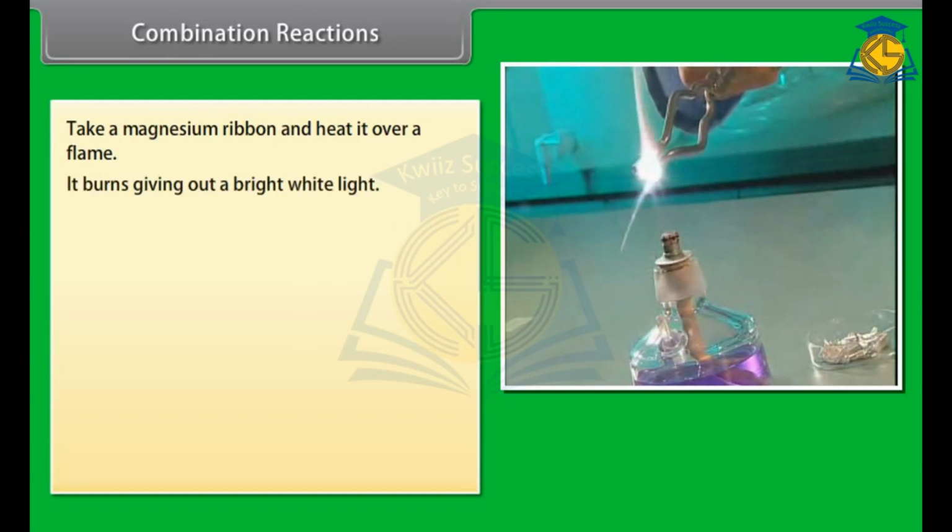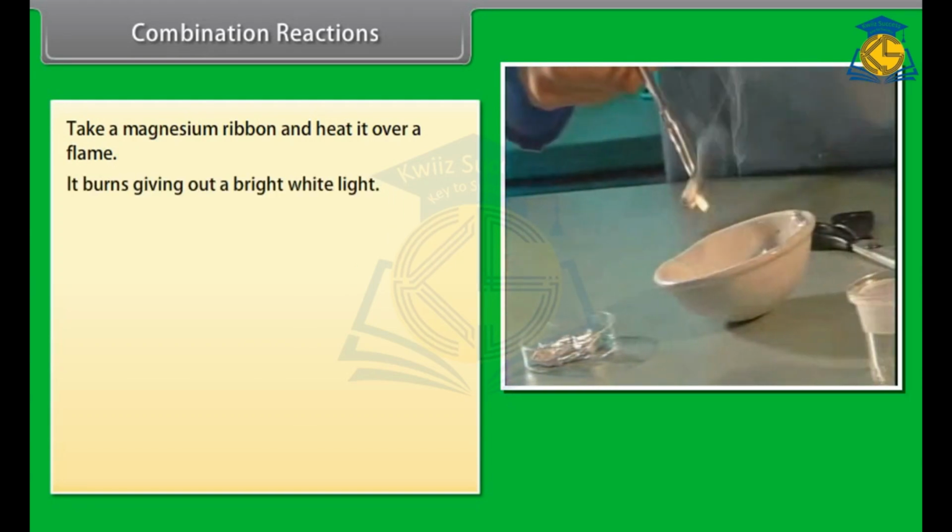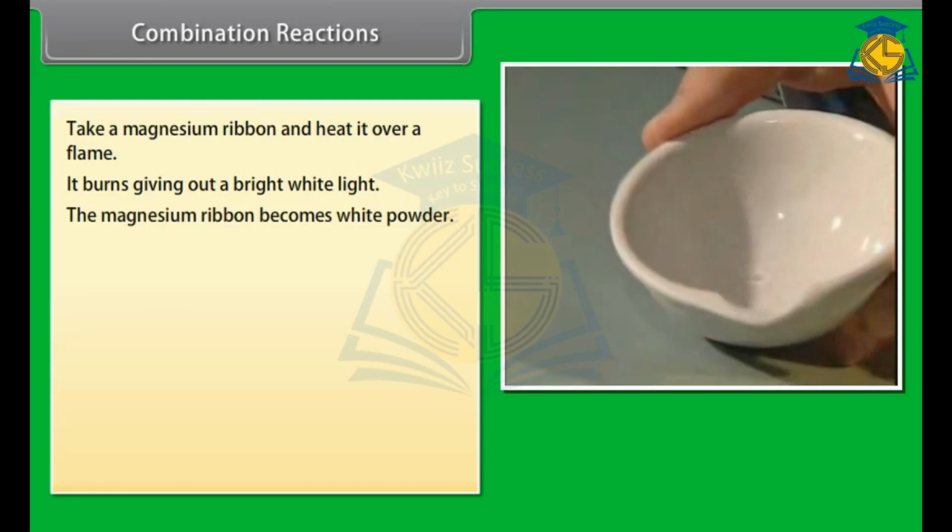Take a magnesium ribbon and heat it over a flame. It burns, giving out a bright white light. The magnesium ribbon becomes white powder.